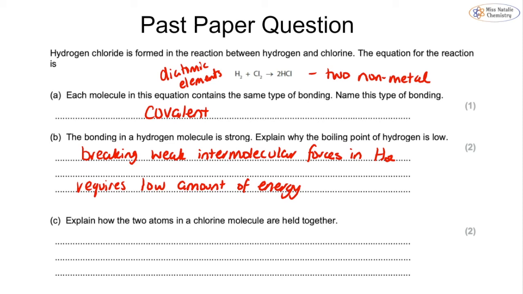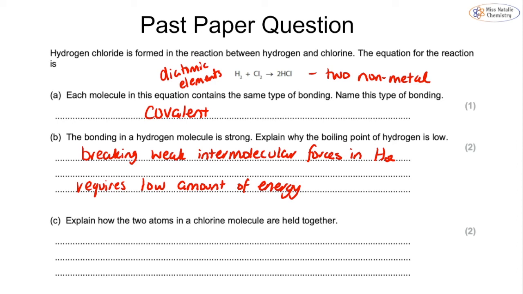Please note that you cannot use the word less here. You can't say less amount of energy because you're not comparing it to something else. So you have to just use the word low or high if it's high energy. Because we're not comparing to anything, we cannot use less or higher.